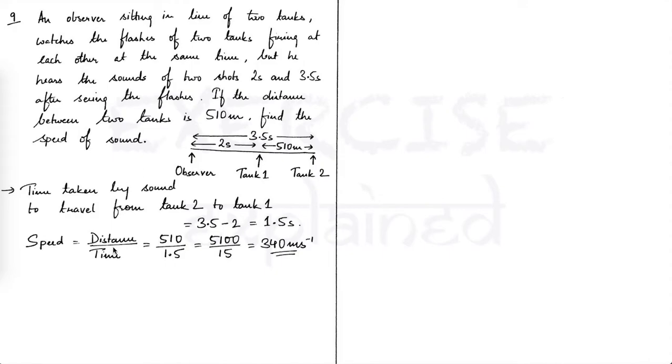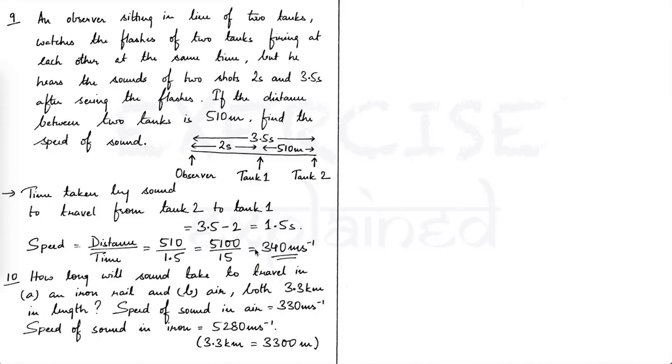Speed is equal to distance by time. So distance is 510 divided by time is 1.5. That happens to be 5100 divided by 15. So 5100 divided by 15 is nothing but 340 meter per second. So the speed of sound is 340 meter per second. So this was a really important question. Getting into the 10th question of exercise 8A, ICSE 9th.